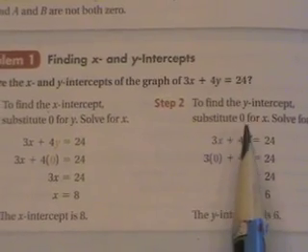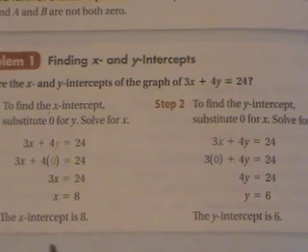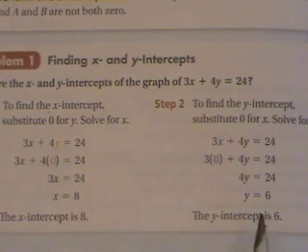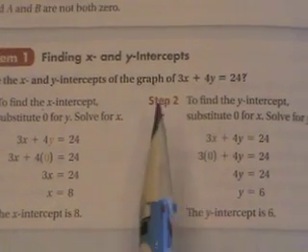Then step 2, do the same thing again, but find the y-intercept. So you're going to put 0 in for x, and this time you solve for y. So if your x-intercept is 8 and your y-intercept is 6, that means you have 2 points in this equation.